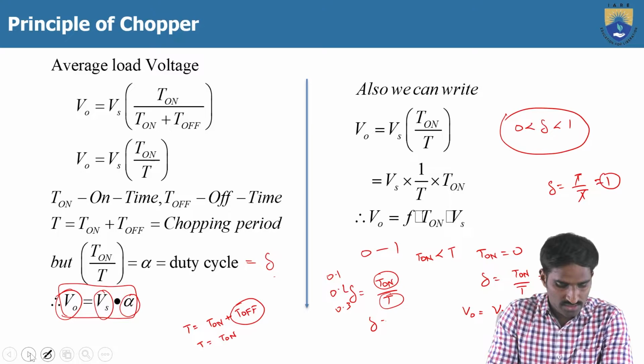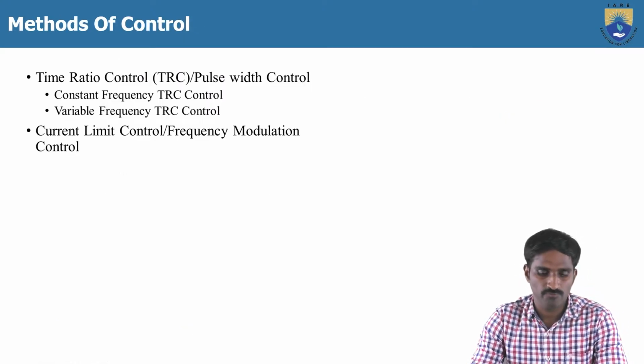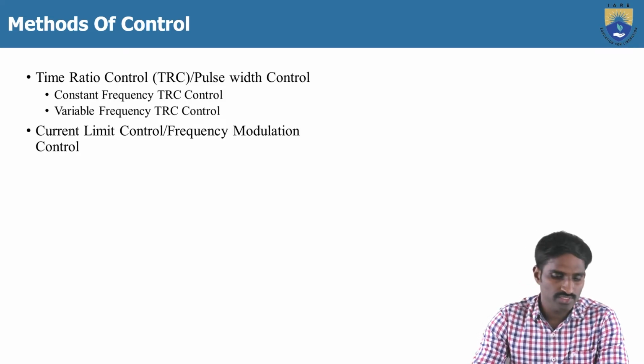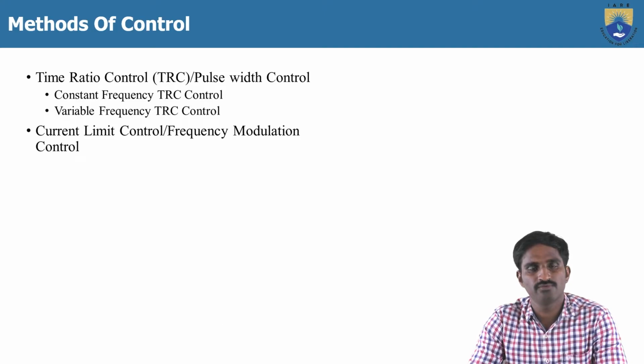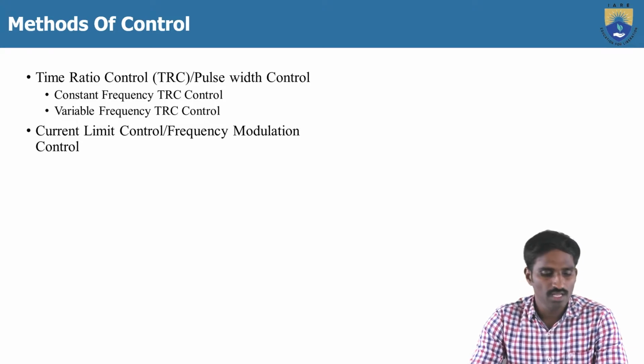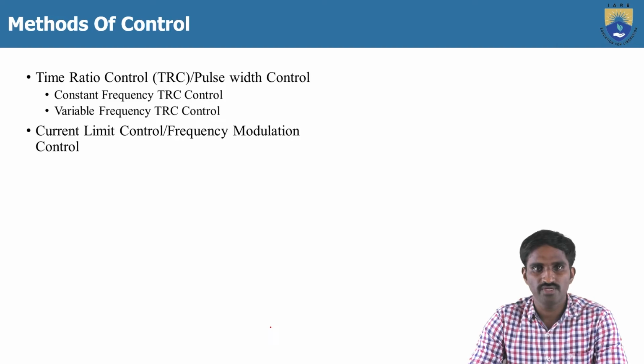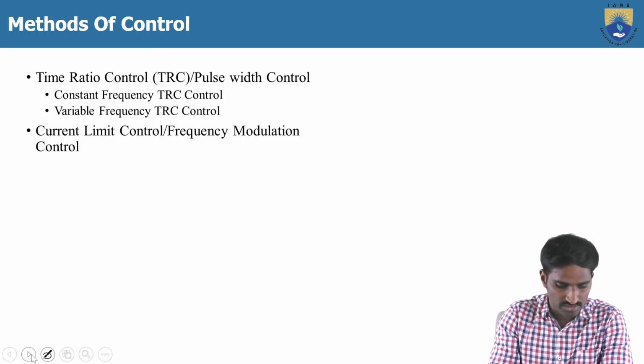Fine. So next, the methods of control. Anyway, the parameter here is the duty ratio, but what are the different methods to control it? There are mainly two different types. One is time ratio control, which we can also call pulse width control, and the second one is current limit control, which is also called frequency modulation control. Again, the time ratio control can be divided into two methods based on the frequency: the constant frequency time ratio control, and the variable frequency time ratio control.